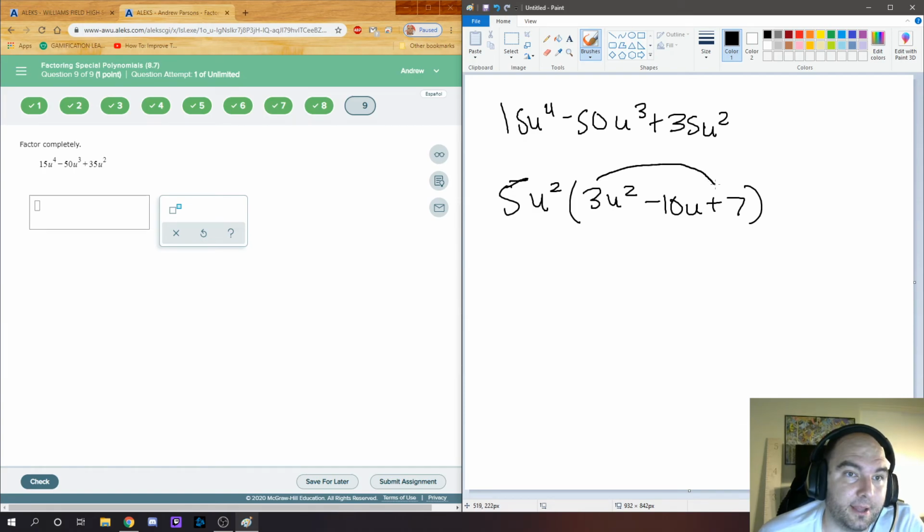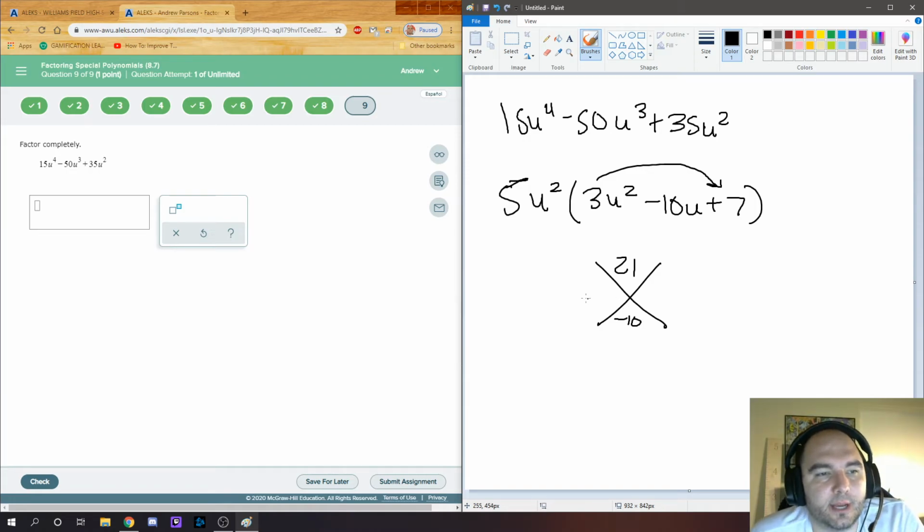And we're at it again. Got to do the whole thing. 3 times 7 is 21. We'll multiply to make 21, but add up to negative 10. Negative 3 times negative 7. Almost the same thing I had here.